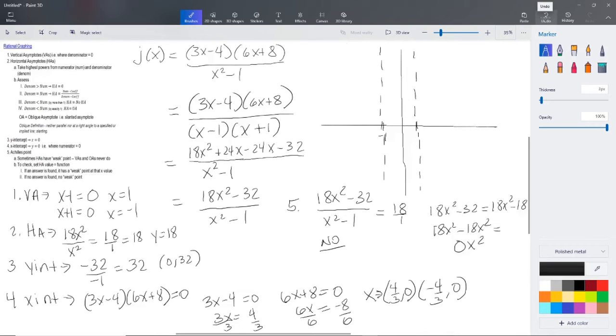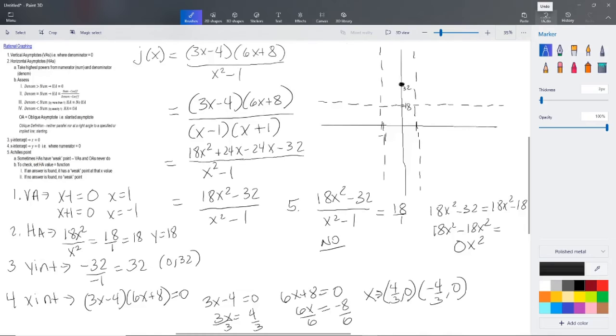Next, the horizontal asymptote. So somewhere here is about 18. Let's put a label on it. And again, it is an asymptote, so it's a dashed line that runs through 18. Next comes our y-intercept at 32. Somewhere up here is going to be a point. That point is 32. We've got that.